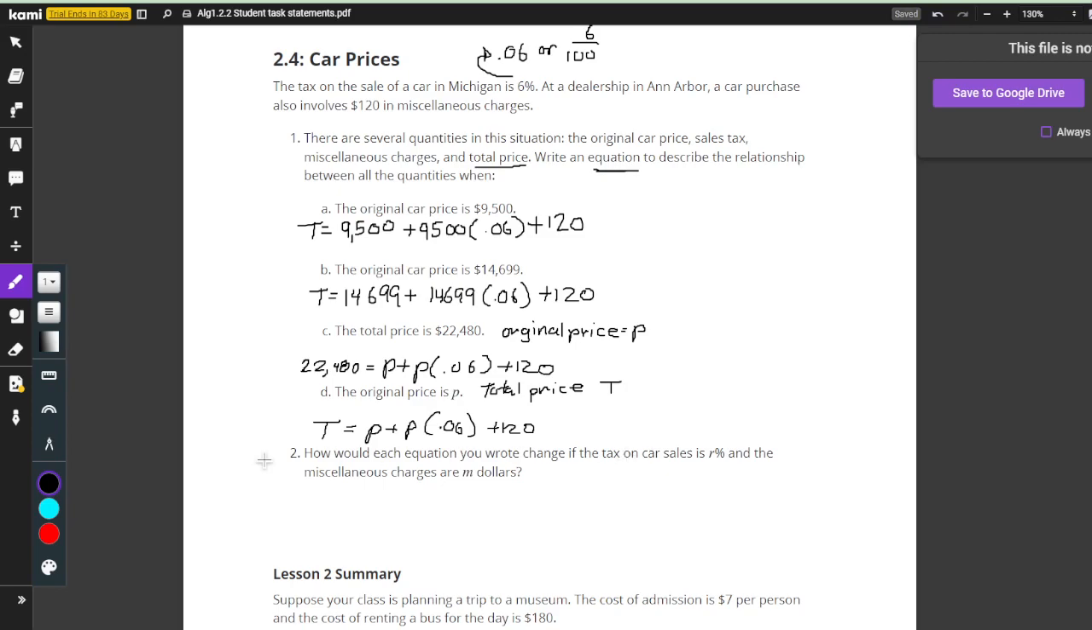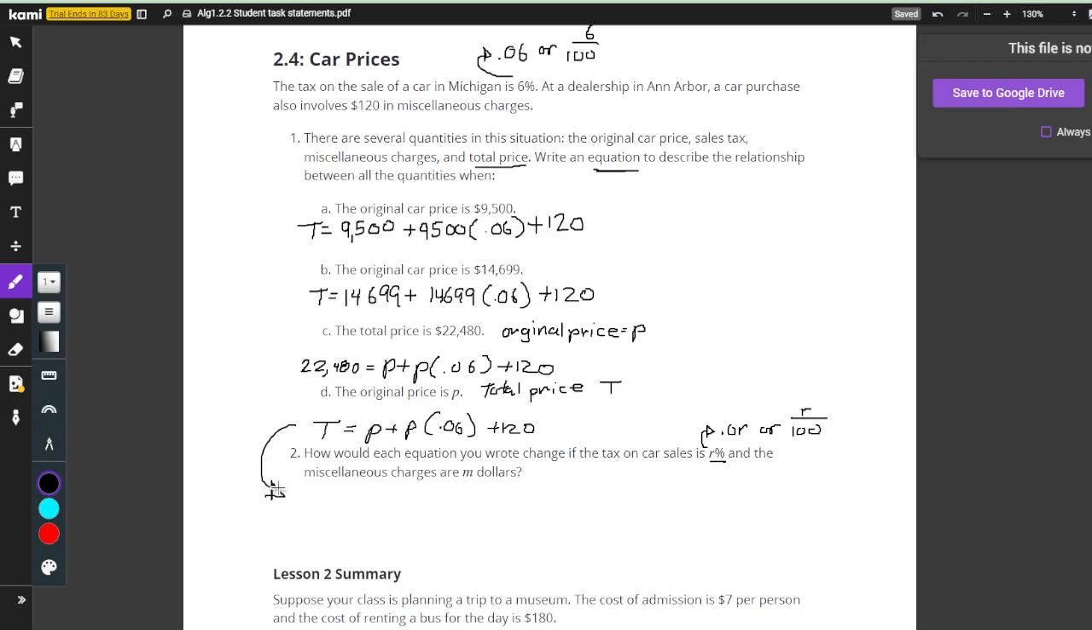Well, so how would each equation you wrote change if the tax rate of the car becomes a letter, R%? So there are two ways to write this. You can either say this is 0.0R, or what else can we write? We can also write this as R over 100. So let's rewrite the equation. I'm just going to take my first equation and then move it down and then replace it.